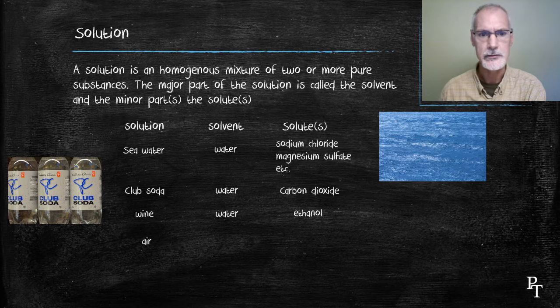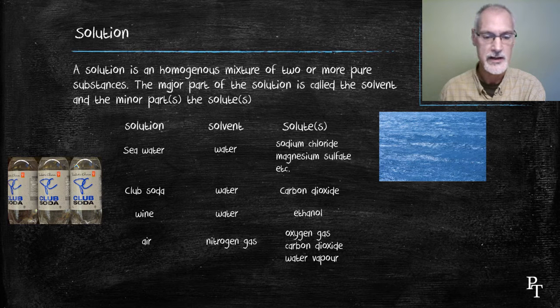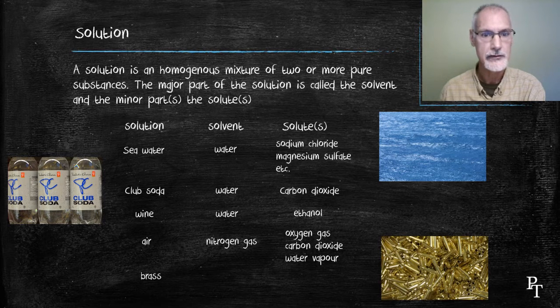Air is an example of a solution, but this one is a gaseous solution, the major ingredient in air being nitrogen gas, making up some 80% of air. Oxygen about 19%, and then several trace gases, carbon dioxide, water vapor being amongst them. And finally, an example of a solid solution, brass, the major ingredient in brass being copper, and the solute in brass being the metal zinc. Brass is what we call an alloy, so alloys are examples of solutions.